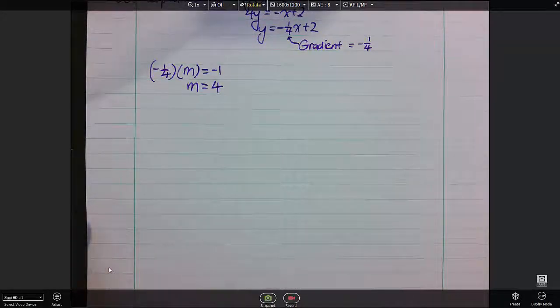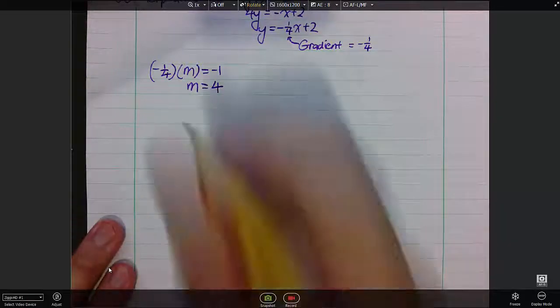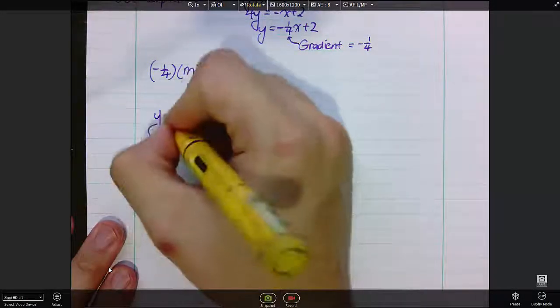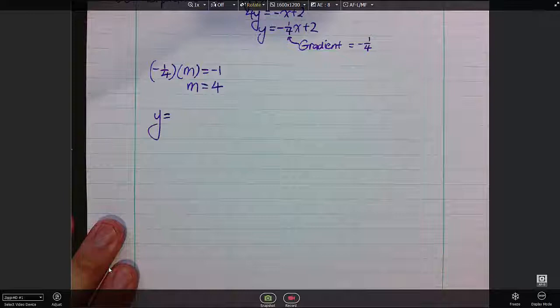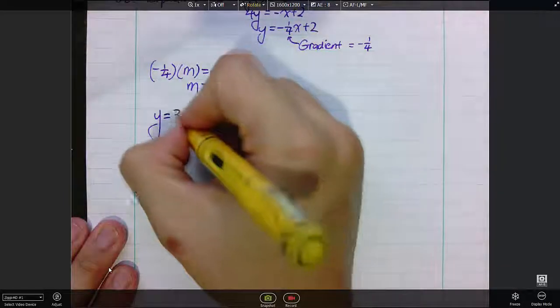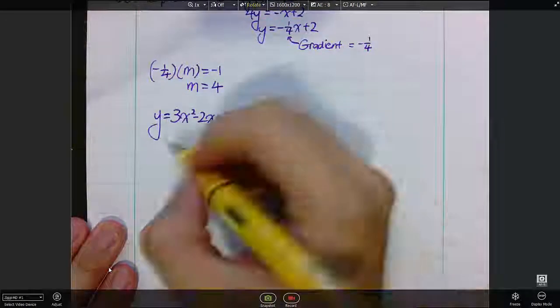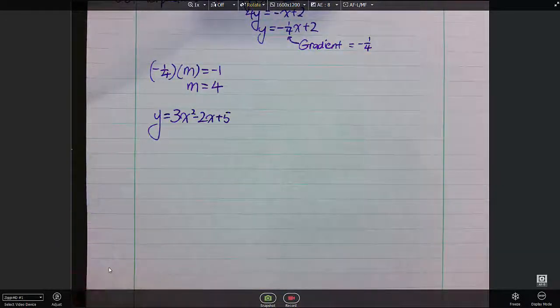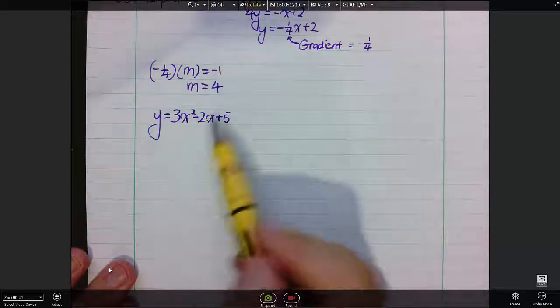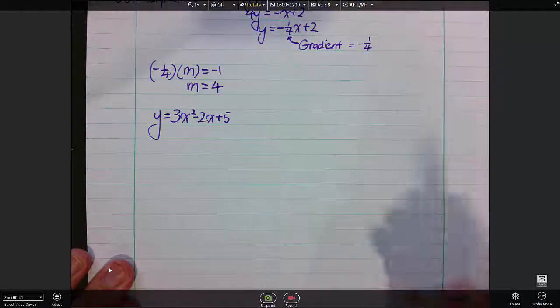Then they say find the equation of the tangent to the curve which is perpendicular to the line. So now I start with my curve. I say that y equals 3x squared minus 2x plus 5. Basically, I'm trying to find where on this curve the gradient equals 4.